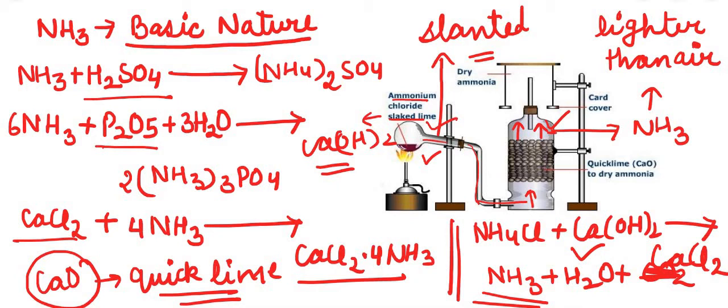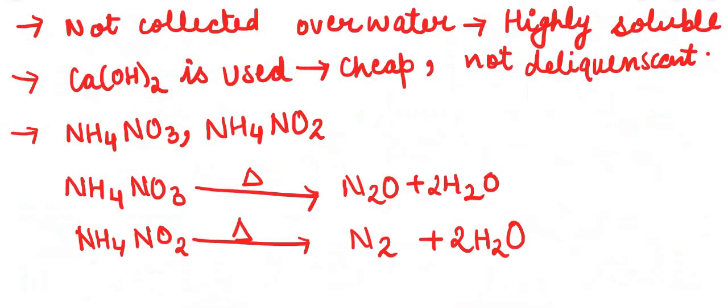That is the first preparation of ammonia with the help of ammonium chloride and calcium hydroxide. Let's move on to the next part.